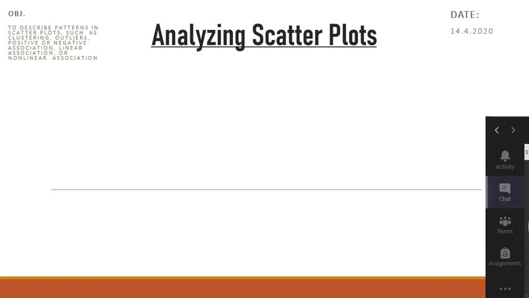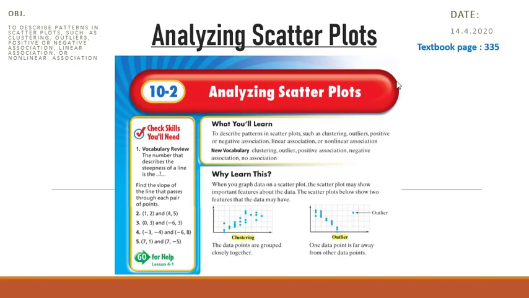Our lesson for today is analyzing scatter plots. And our objective is to describe patterns in scatter plots, such as clustering, outliers, positive or negative association, linear association, or non-linear association. Open your books, page 335. As you can see here, we have two graphs.